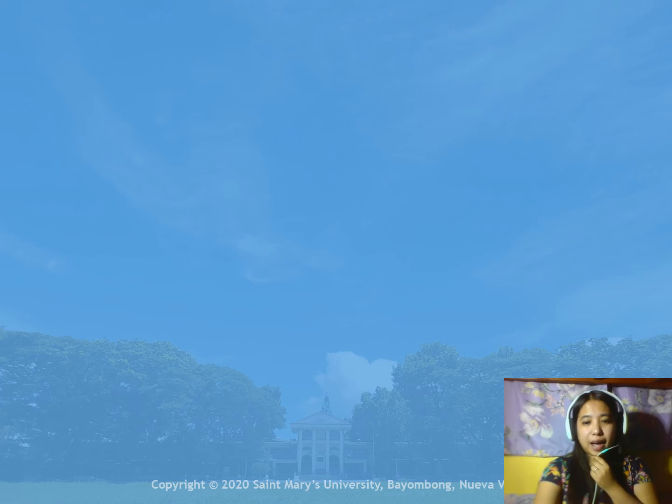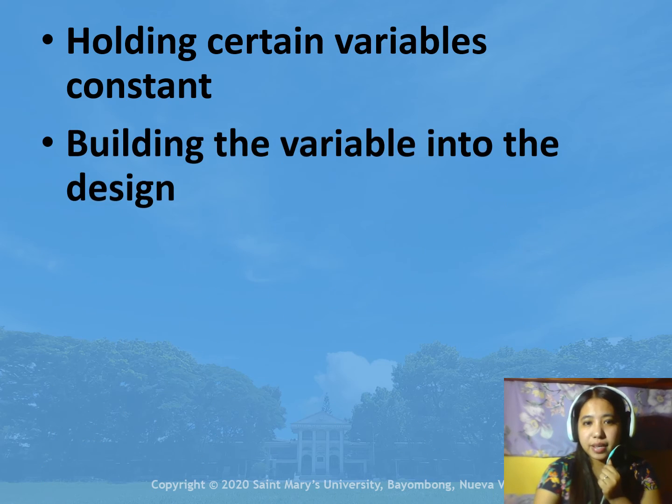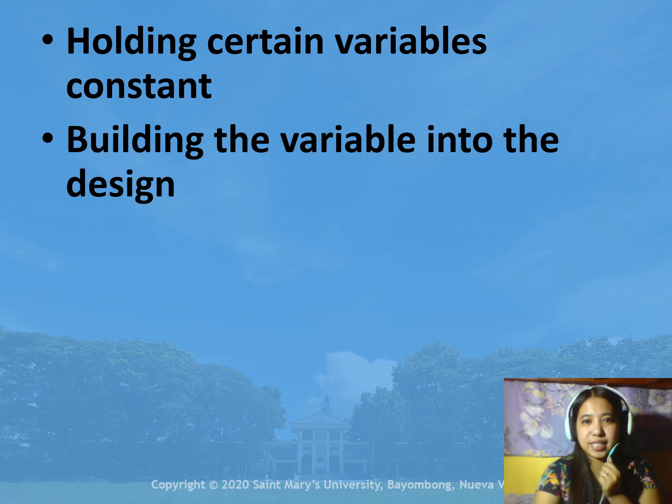Here is the list of other essential characteristics of experimental research. The next one is holding certain variables constant. Researchers eliminate possible variables that can affect the study. For example, if the researcher thinks that the outcome is affected by gender, he or she can control this by considering females only or males only in the study. However, this will limit the generalizability of the result because it will only be true for either the male or female group.